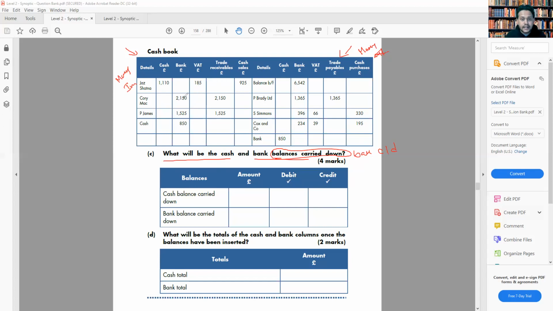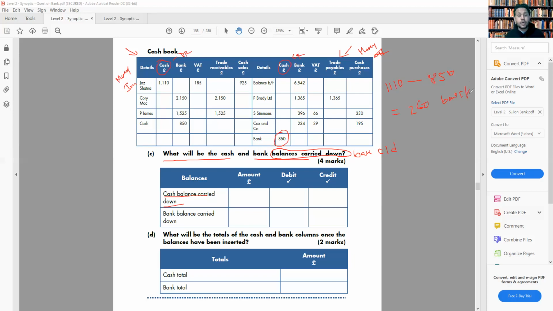So we have to add the higher side. Look at the cash first. It said cash balance carried down, so we're looking for the cash first. Cash and cash: that's my debit side, and that's my credit side. It looks like the debit side is higher because it's 1110. So 1110 minus the credit side, which is 850, gives me 260. 260 is the balance CD.